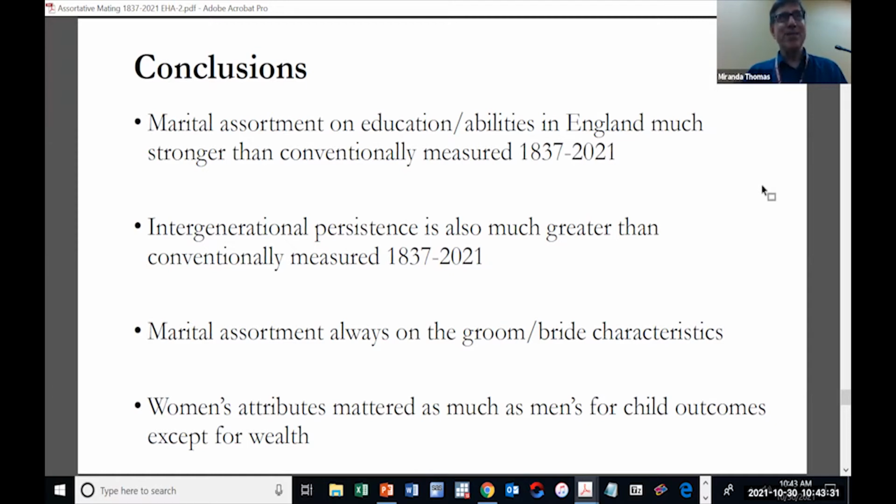Intergenerational persistence is also much higher than, again, the gross numbers would suggest. The assortment seems to be on the bride to the groom characteristics, even in a world where brides did not have explicit occupations or education. And women mattered as much as men in terms of transmitting status across generations in this world.